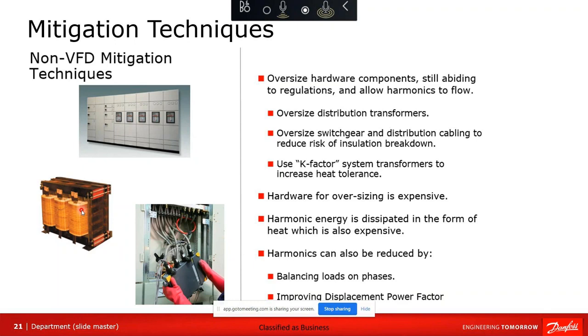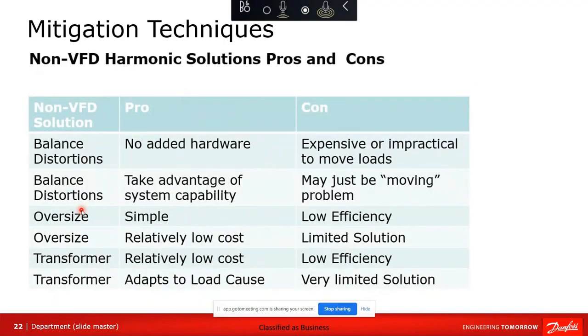I'll just give you this bullet. If you want to ensure that your generator will play nicely with all your drives, have the generator 3 times the size of the drive load with no filters. Now that's not necessarily anything anybody wants to consider, because now you're potentially paying 3 times what you would for a generator system. You can put some harmonic filters in there that will take care of that as well. So we talked about balanced distortions, no added hardware, but it could be impractical moving loads and moving wiring. Oversizing is simple, but it's not necessarily efficient.